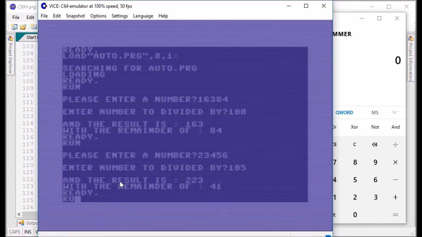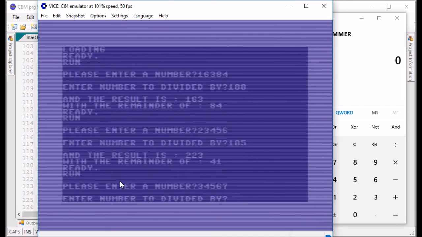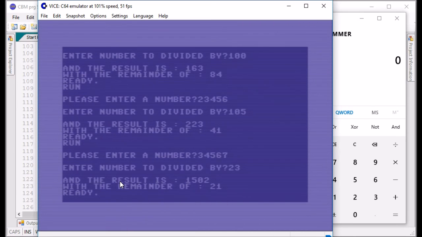So I'll try a different one. So I'll run it again. So let's try 34567, and we'll divide it by 23. There you go, 1,502 with 21 remaining. So there you go.